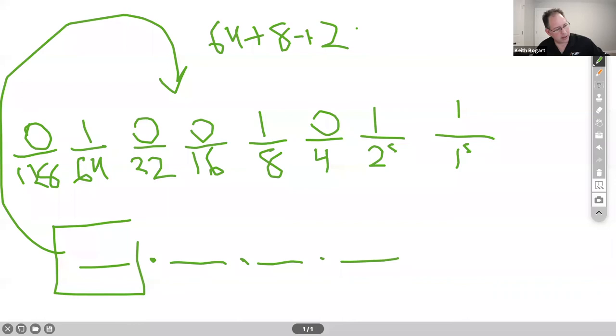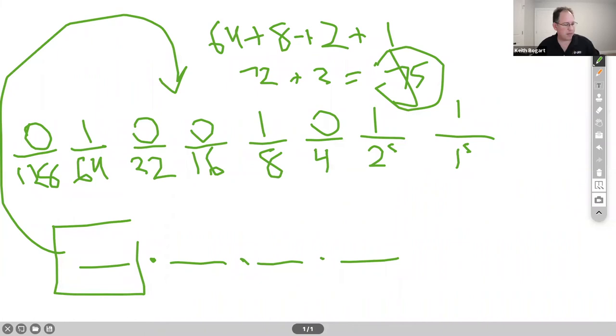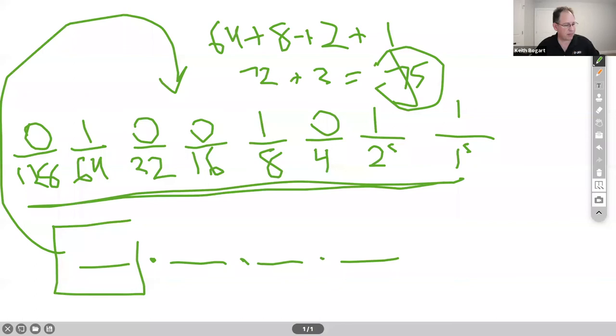So I would just add those up. 64 plus 8 is 72, plus 3 gives me 75. So that number in binary is 75. And that just comes from adding up these values over and over and over again. Unfortunately, I don't know of any faster way to do that binary to decimal conversion. And of course, there are calculators to do it, right? But you should know how to do this in your head.